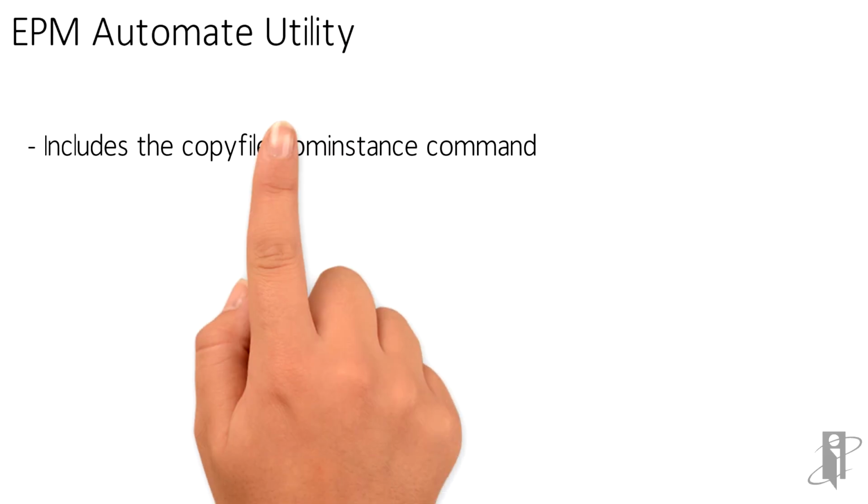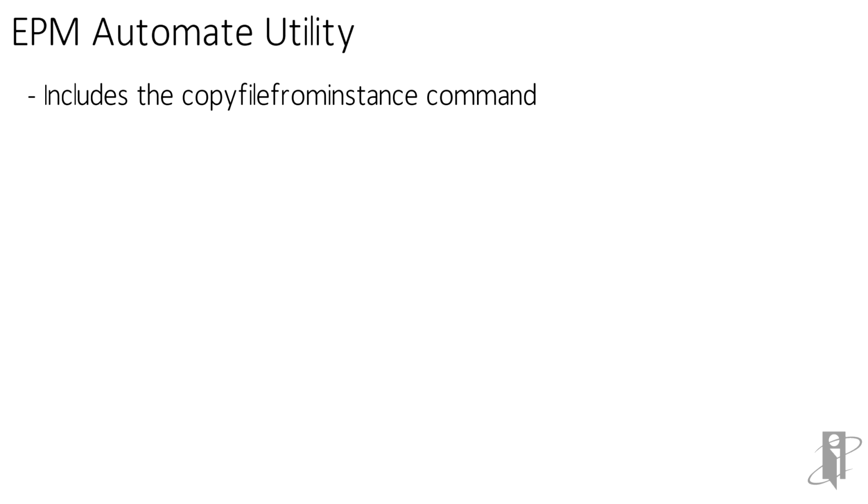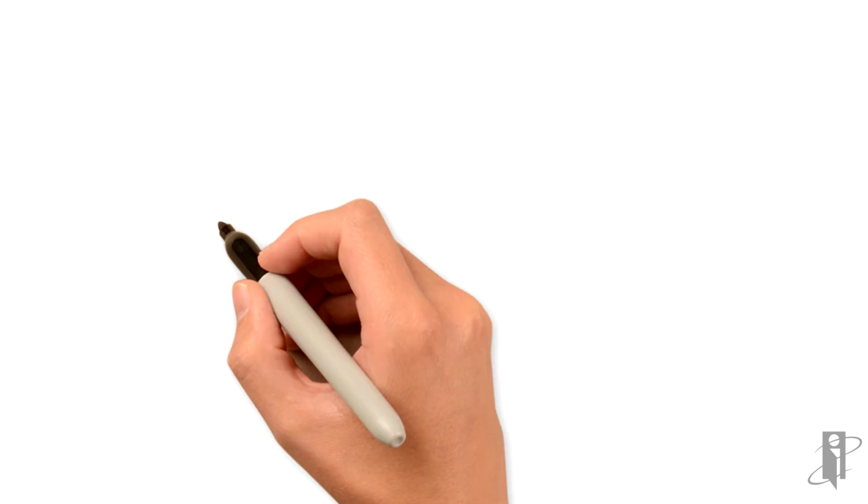There's a command called Copy File from Instance that allows you to copy a file from a source environment to a target environment. The command would be run from the target environment. The list files and delete files commands are now in line with other file operations. The list files command now includes available files and snapshots in an environment. The delete files command can now delete files and snapshots from an environment.